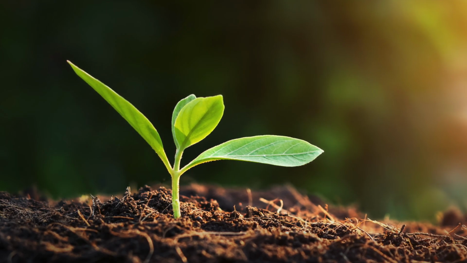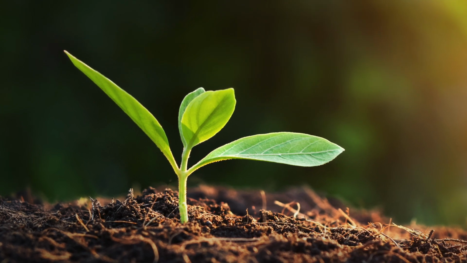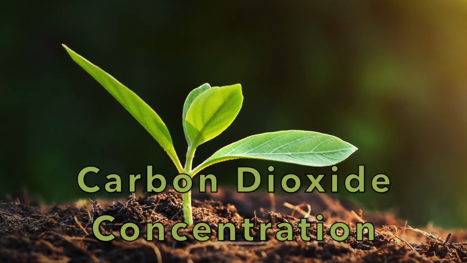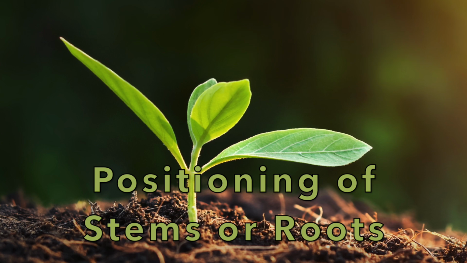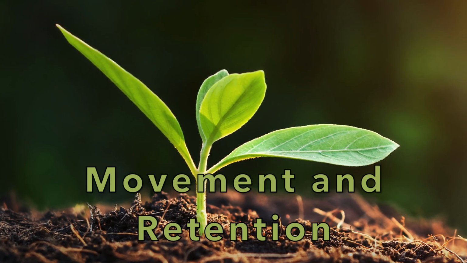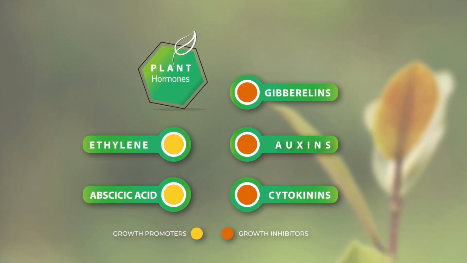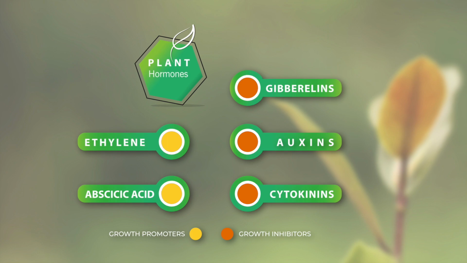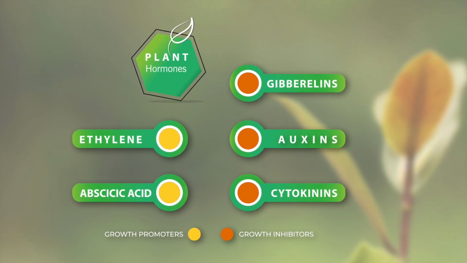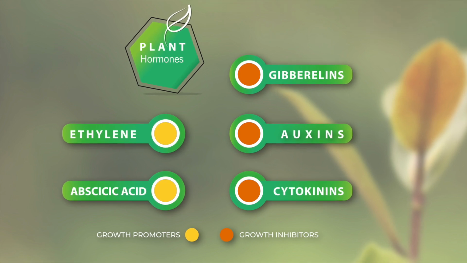Plants contain internal conditions which help them to adapt to their surroundings. These include carbon dioxide concentration in their leaves, positioning of stems or roots, or movement and retention of water. Plant hormones play an essential role in relaying messages throughout plants. They can cause certain reactions to occur to promote growth and development, reproduction, and defense.